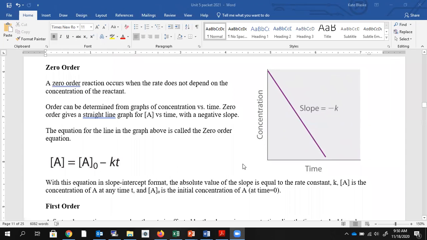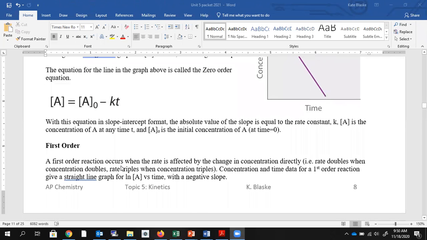So we can write out an equation. This is called the integrated rate law for a zero order reaction. This equation is on your equation sheet, where the concentration at any time is equal to the initial concentration of that reactant minus KT. K is the rate constant and T is the time at which we are measuring this. So this is written in slope-intercept form.